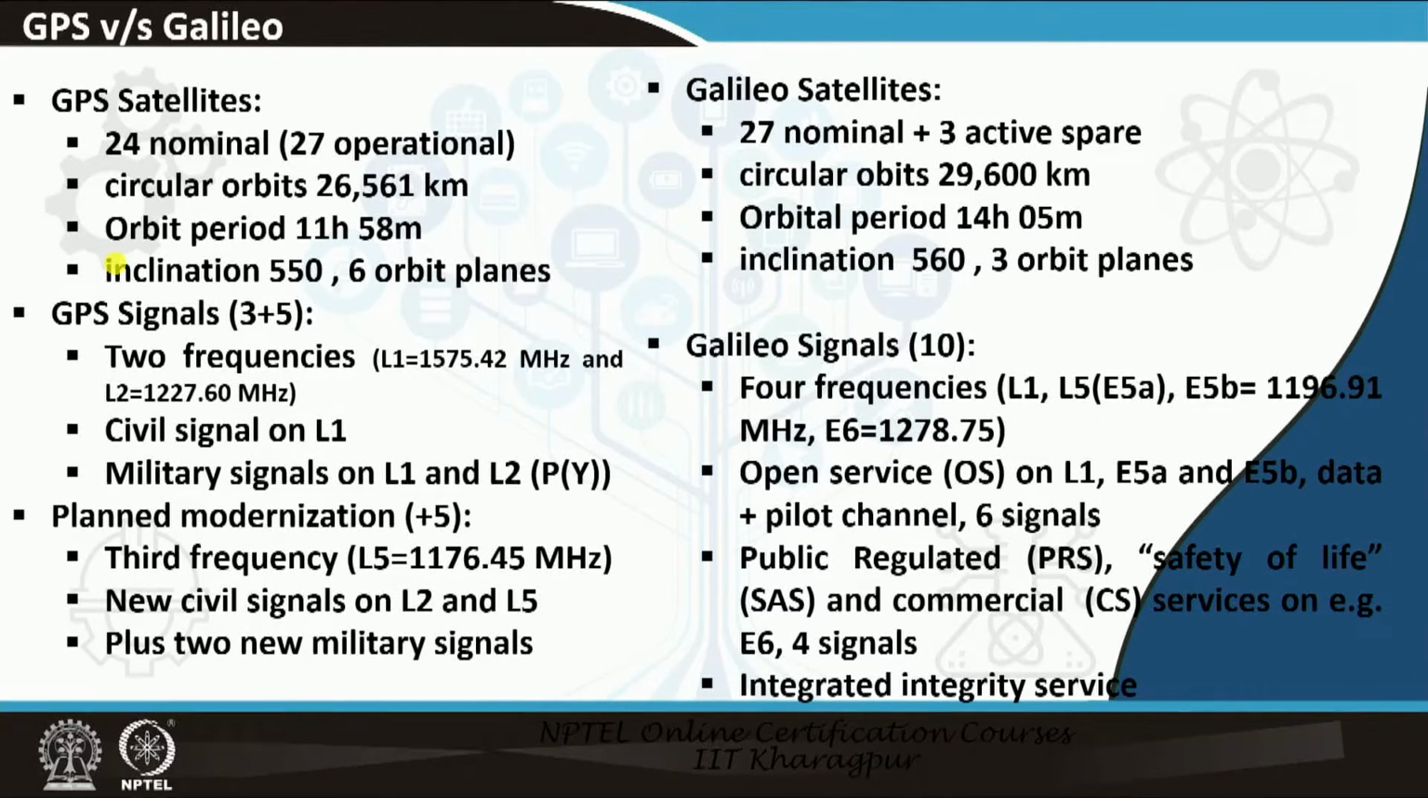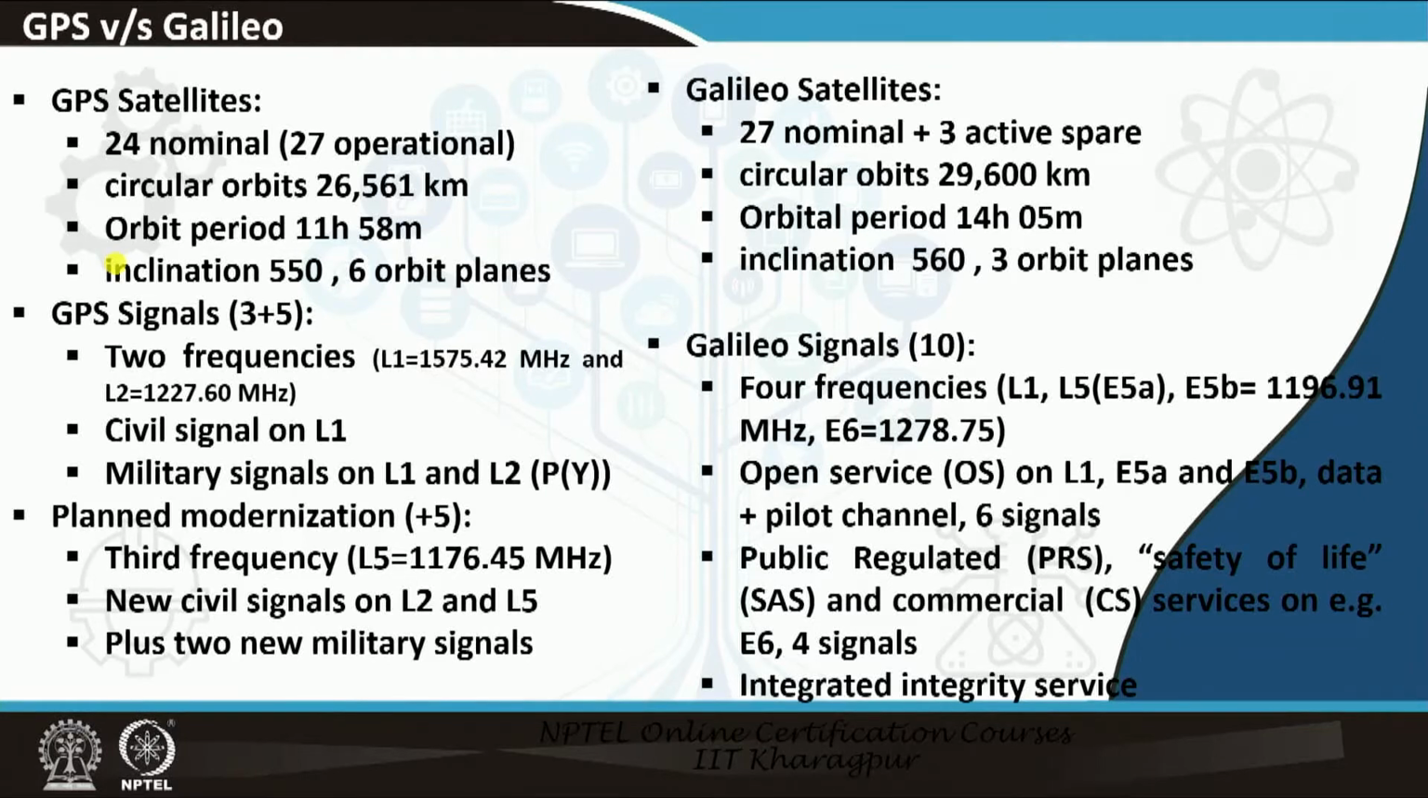Circular orbits at 26,000-plus kilometers and 29,000-plus kilometers. In inclination, GPS is inclined at 55 degrees, whereas Galileo satellites are inclined at 56 degrees. GPS has 6 orbital planes, and here it is 3 orbital planes. Specifically, the 3 orbital planes are stationed in such a way that each orbital plane is 120 degrees apart.